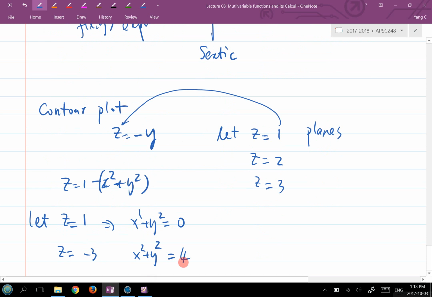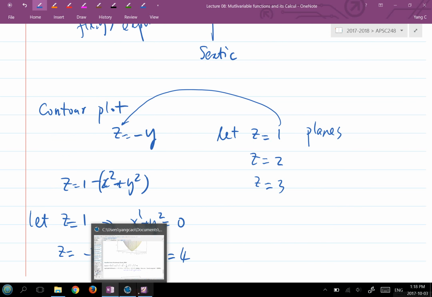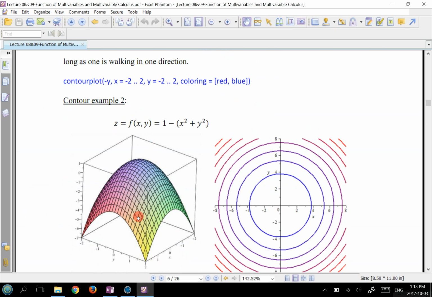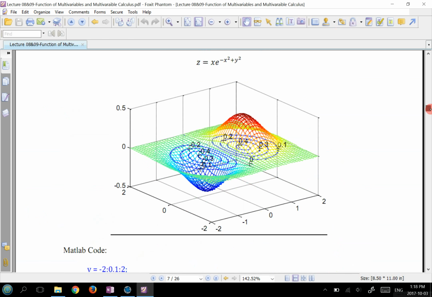So when you slice this surface using planes like this, what do we end up with? A cluster of circles. Then you can project all the circles onto the xy plane, and you end up with a cluster of circles. That's the contour plot. Essentially, the contour plot for z equal to f(x,y) is what you get when you slice with different z values.